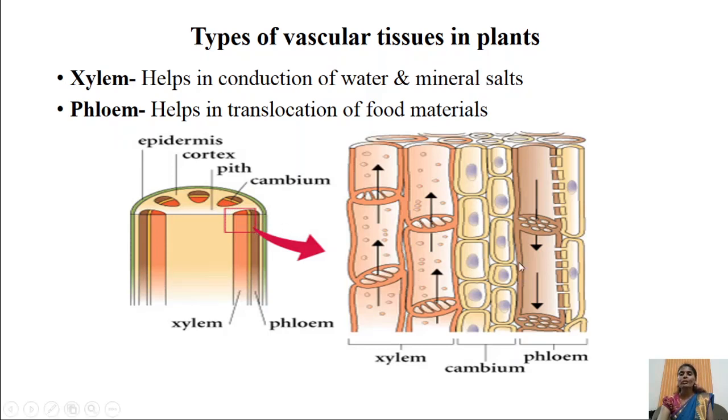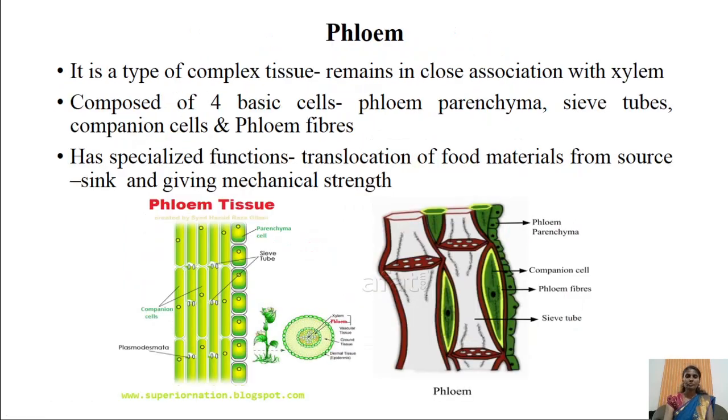So this is the longitudinal section of xylem and phloem, the conducting tissues, where the xylem helps in conduction of water from the root to other parts of the plant, the upward movement, whereas the phloem helps in translocation, transfer of food material from the mesophyll tissue, referred to as the source, to the sink where it is required, in different organs of the plant. So xylem helps in conduction of water, whereas the phloem helps in translocation of food materials. Let us study the phloem in detail.